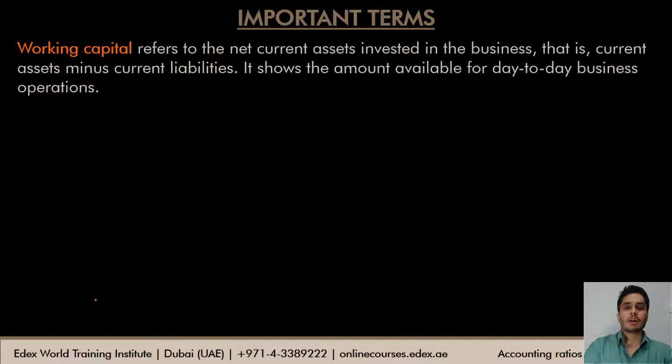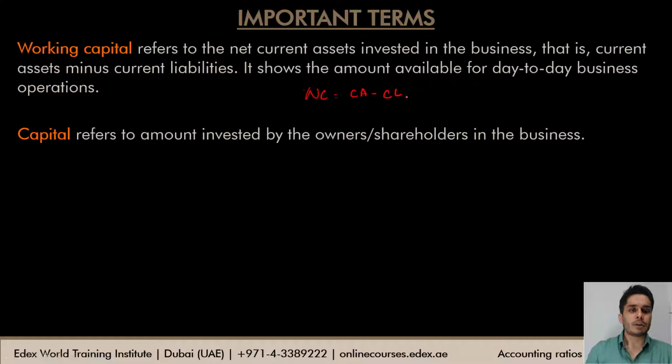Working capital. Now, working capital refers to the net current assets invested in the business. Net current assets is equal to your current assets minus your current liabilities. What is the importance of working capital? Working capital shows you how much funds are available in the business to run the day-to-day business operations. Working capital can be calculated as current assets minus your current liabilities. Current assets you would be knowing would be like inventory, trade receivables, cash and bank balances. Current liabilities would be trade payables, other payables, etc.